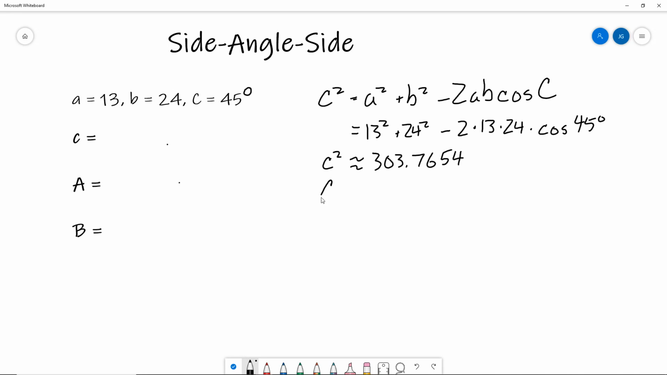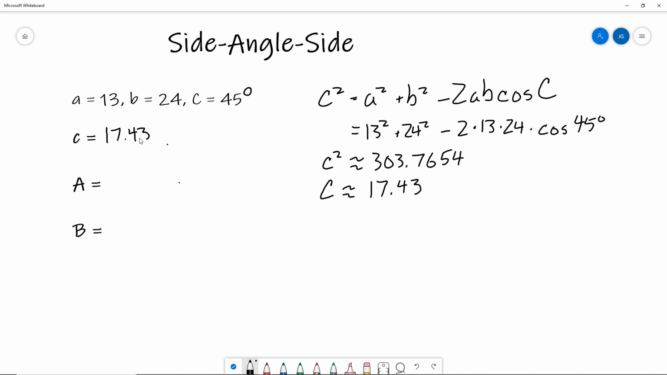All right. So if I square root both sides, that is going to tell me that C is going to be 17.43. And that goes into my table. That's my first value.